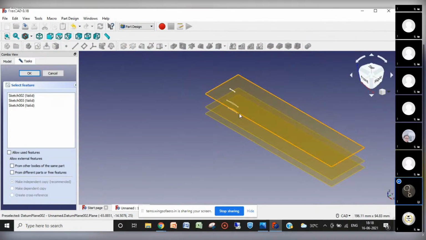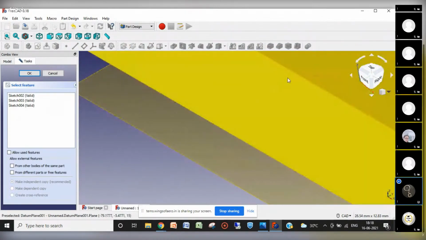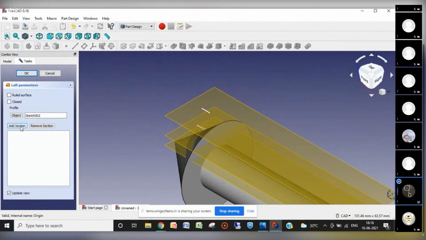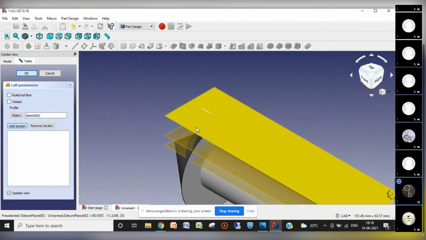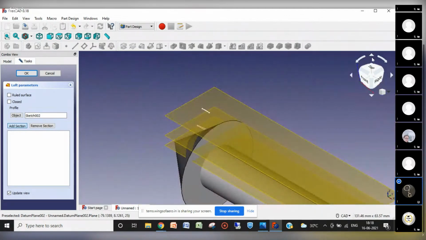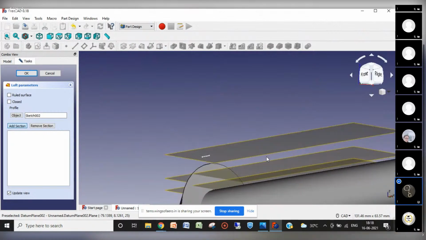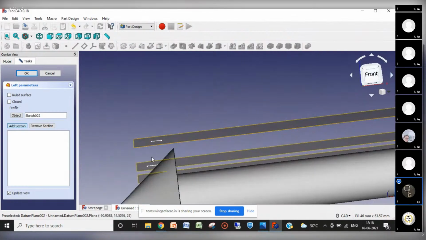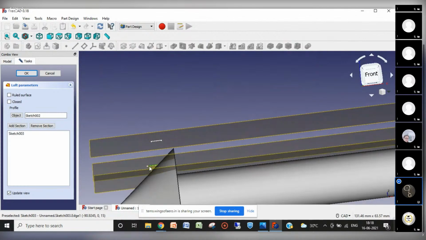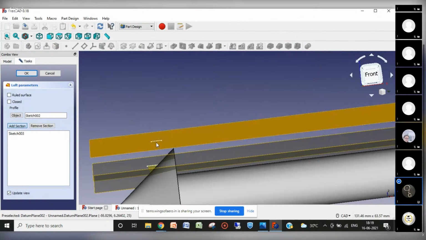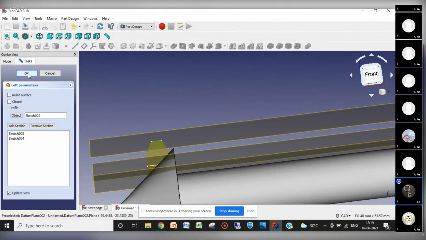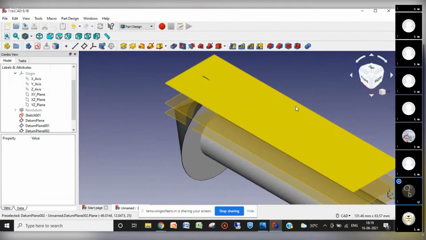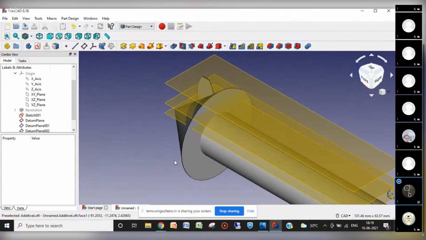Multi-section solid. Sketch 2. Okay. Add section. Let me rotate it a bit. Sketch 3. Add section. Sketch 4. Okay. Like this.